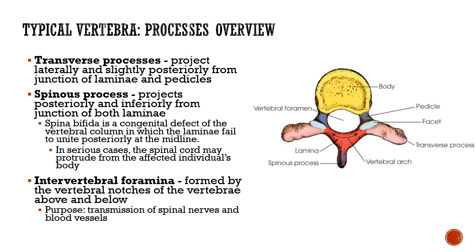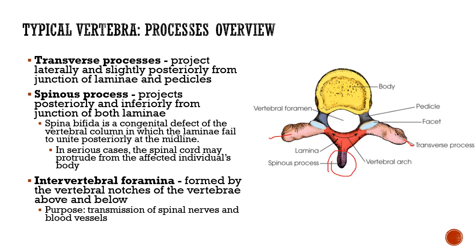The transverse processes project laterally and slightly posteriorly from the junction of the laminae and the pedicles. They're shown here in pink. There are 2 of them. The spinous process projects posteriorly and inferiorly from the junction of both laminae.